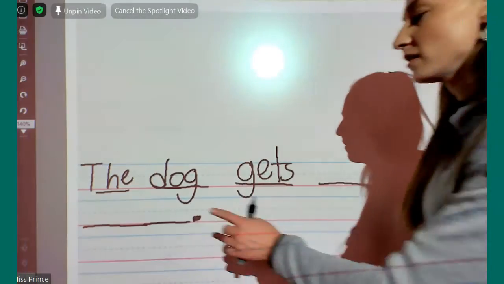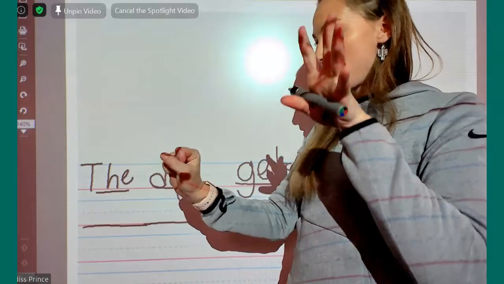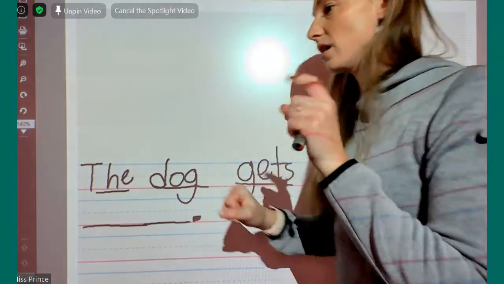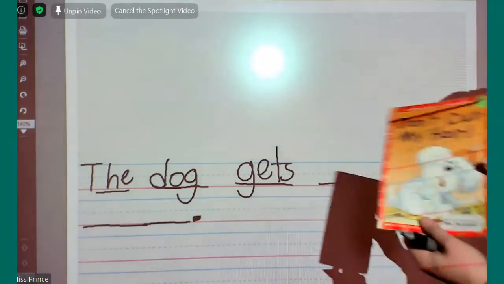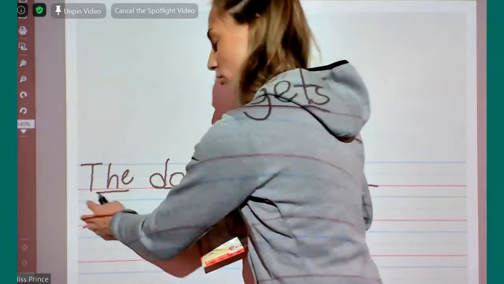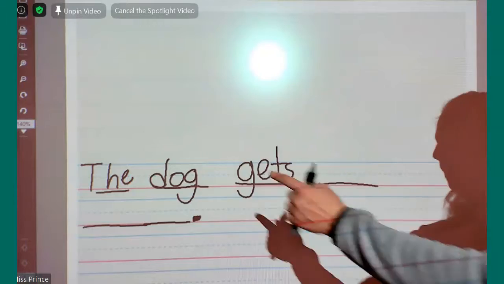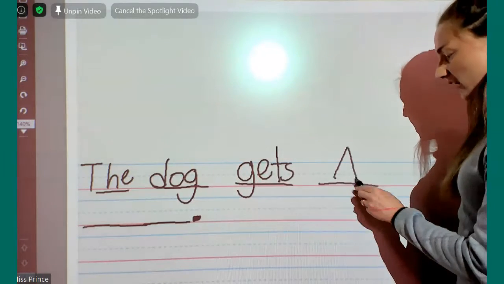Okay, when we are writing the word haircut, we're going to take it apart like we do in our reading groups. Haircut, haircut. I can also use my resources by checking my book. So if we're struggling to write the word out with our sounds, we can check our resources. We can use our book. So, the dog gets a.